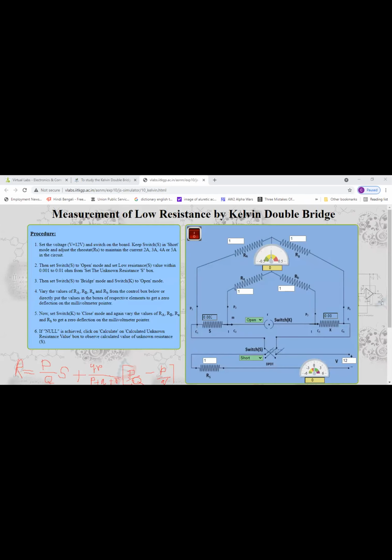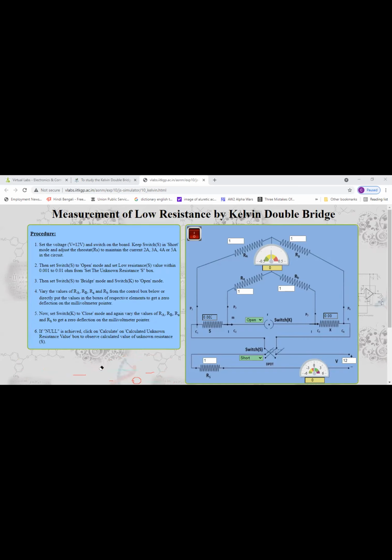Now, whenever it comes to the balance condition, what happens? This ratio, capital P by capital Q, and this small p by small q, became equal, meaning P by Q equals small p by small q. So this portion became zero, because if we subtract the same things, it yields zero. So all this part became zero, and only the part remaining is R equal to capital P by capital Q into S.